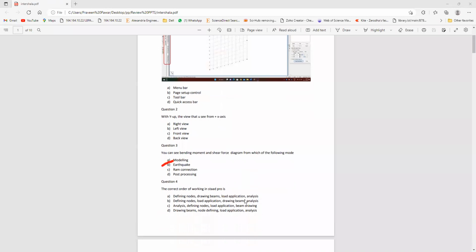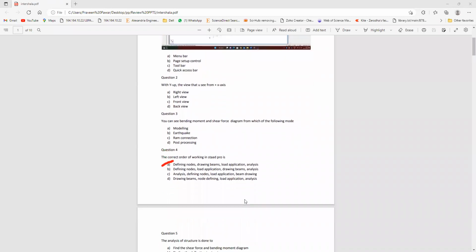Second question: with Y up, the view that you see from the positive X-axis. When you look from the positive X-axis, I'll show you. If this is a page, we are looking from this side. So if you have a building like this, the face which you see from this end is the right face, the right view. So this is the answer.